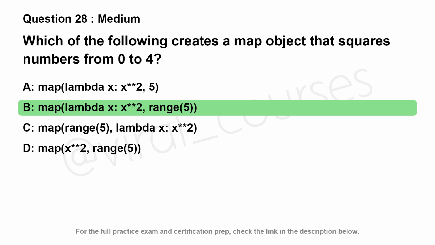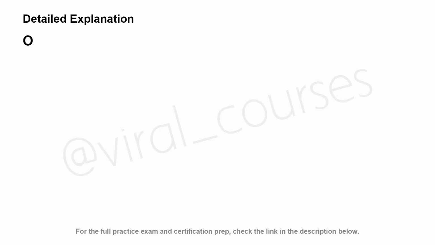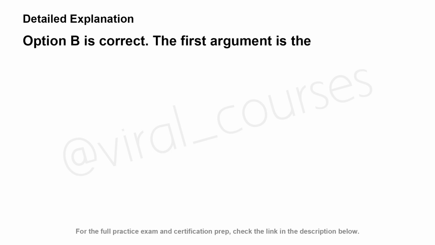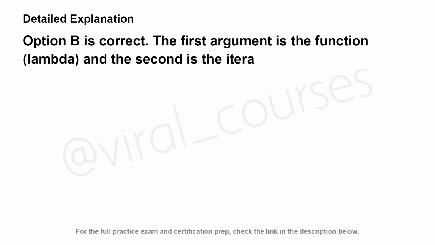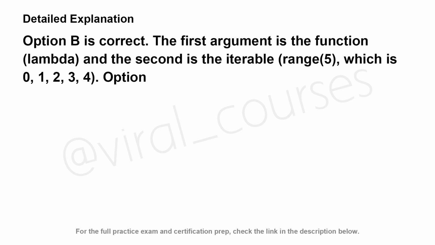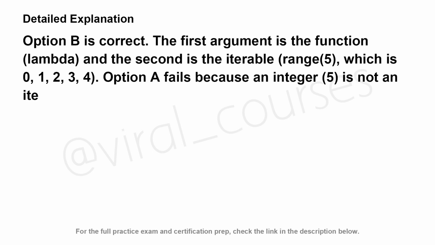The correct answer is B. Option B is correct. The first argument is the function, the lambda, and the second is the iterable, range(5), which is 0, 1, 2, 3, 4. Option A fails because an integer 5 is not an iterable.